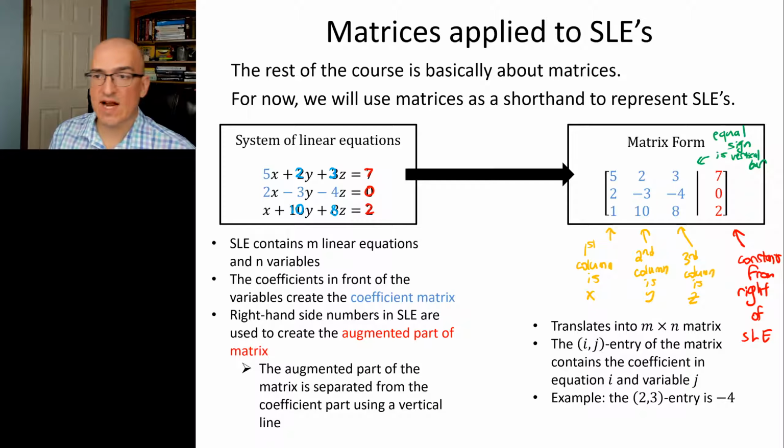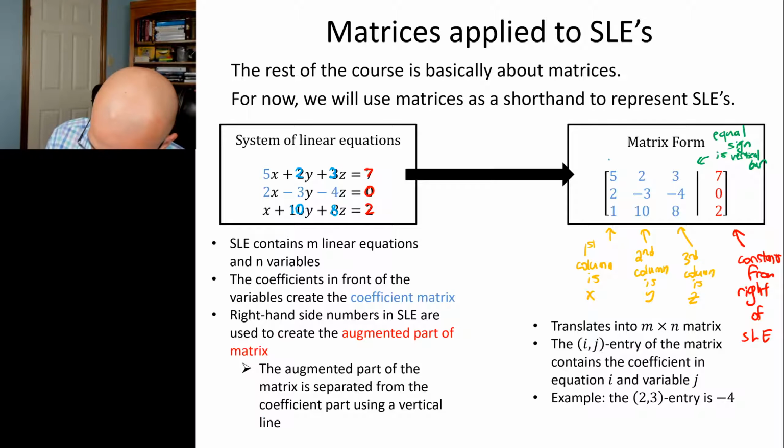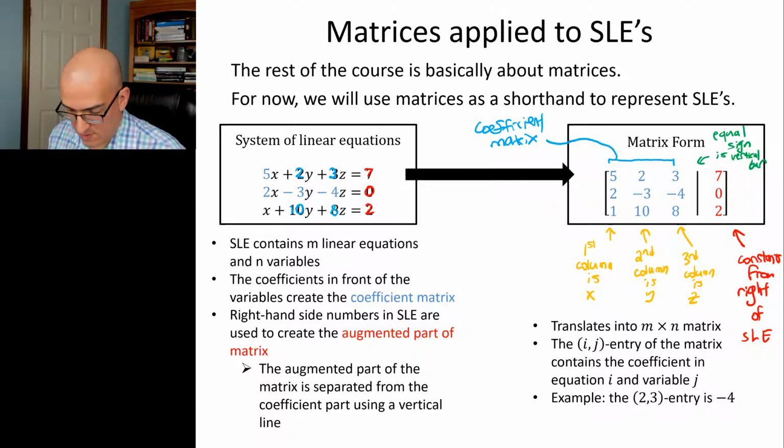The left-hand side of the matrix is called the coefficient matrix. The stuff in red is called the augmented part of the matrix. So we have the coefficient part and the augmented part. And those are words that we'll use to describe those components.